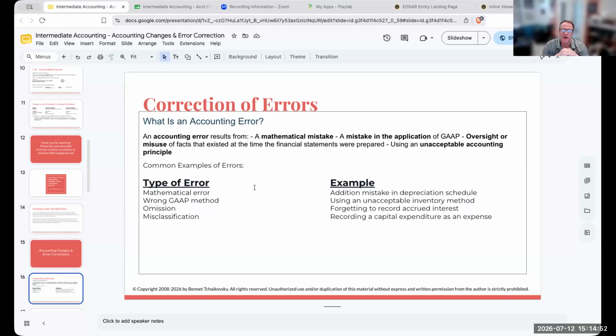So what is an accounting error? It results from a mathematical mistake, a mistake in the application of generally accepted accounting principles, the oversight or misuse of facts that existed at the time the financial statements were prepared, or using an unacceptable accounting principle.